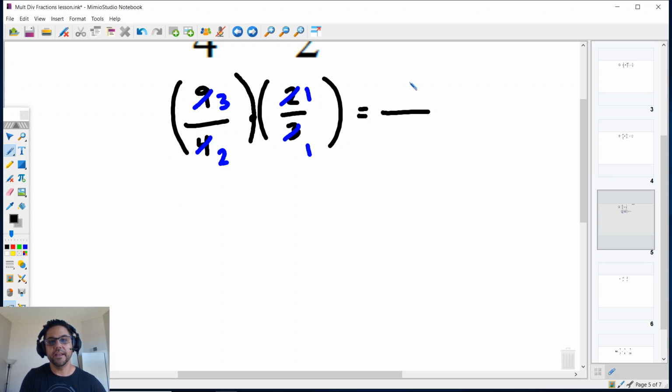3 times 1 is 3. 2 times 1 is 2. Now remember, I've already reduced it in my process of doing cross-canceling. And in 8th grade, I told you we prefer the fractional answer. So we're going to leave it as 3 over 2. That's the answer that we want.